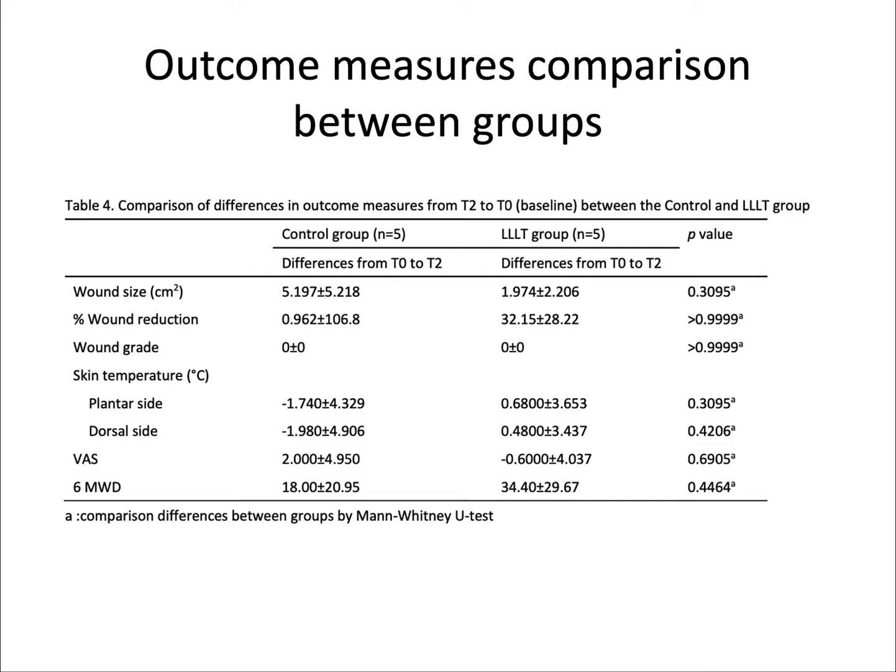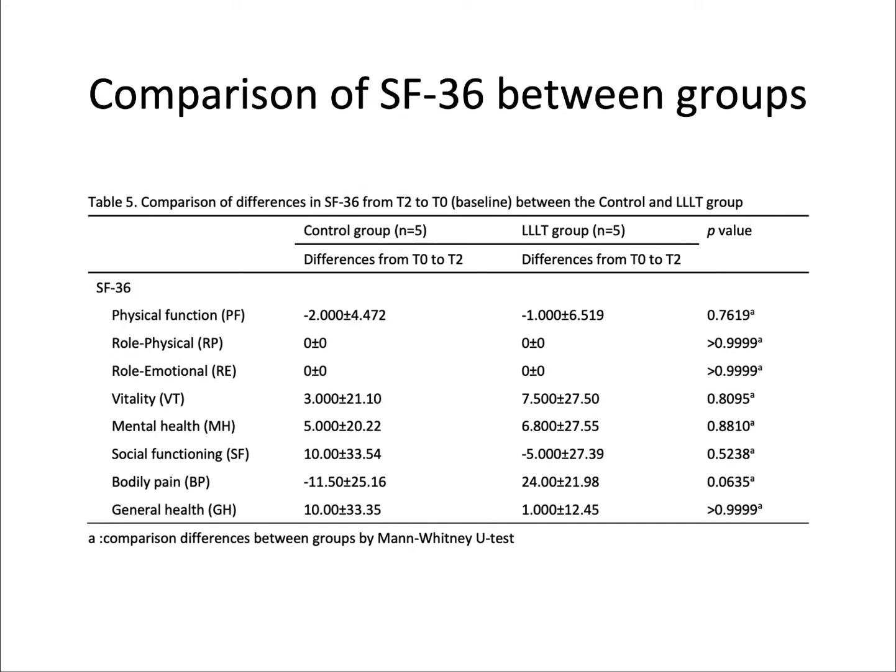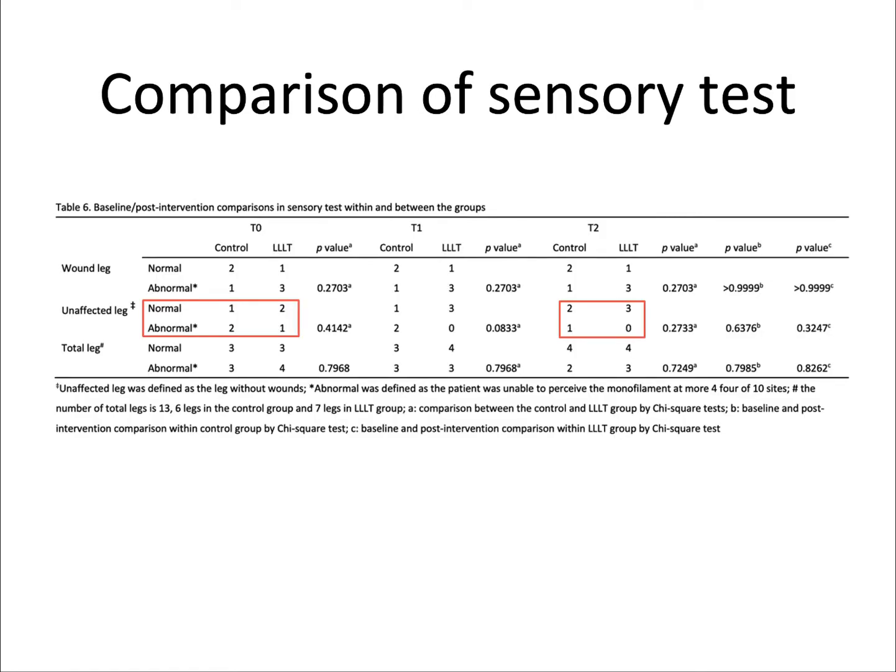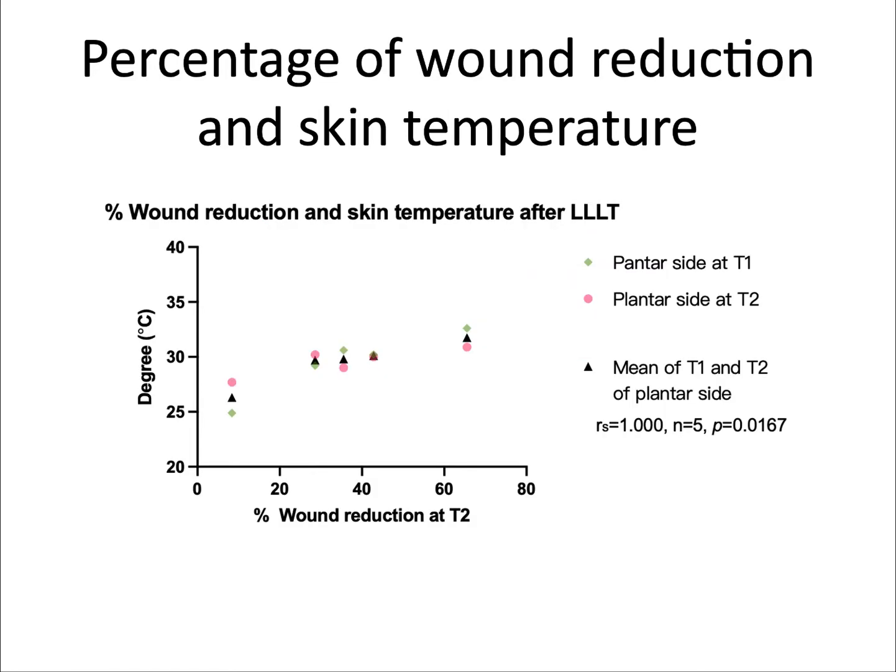And we see the comparison between groups. We found there was no significant difference in any of the outcome measures, neither in the score of SF36. And here is the comparison of the monofilament test. We found that besides the unaffected side being improved, although not a significant difference, the normal rate of the control group improved from 33% to 66%, and the normal rate of the low-level laser group improved from 66% to 100%.